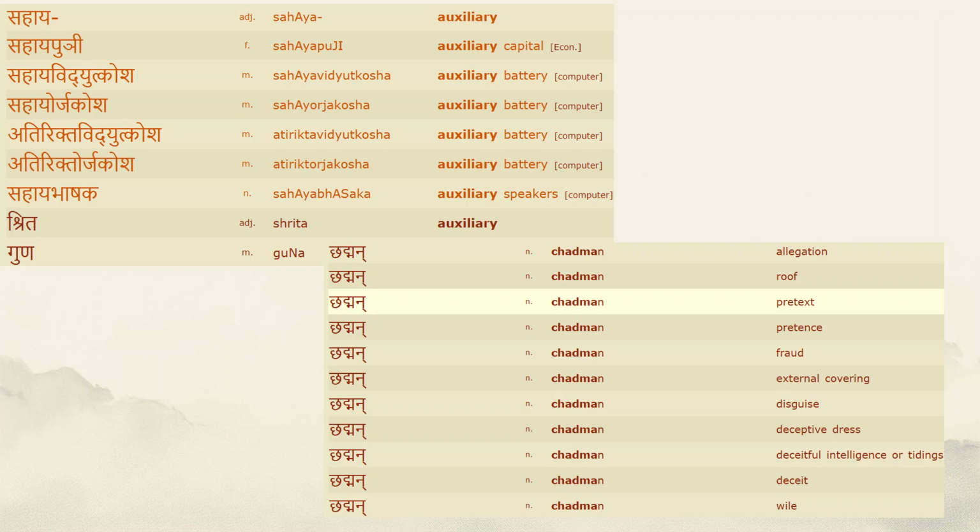So let's quickly read for the chadman. It's a beautiful word, very appropriate, an apt word for describing ad hoc hypothesis. Allegation, roof, pretext, pretense, fraud, external covering, disguise, deceptive, deceitful, deceit, wile. These are all good words. Some of them are not relevant, like a roof or, let's say, external covering, and definitely not the dress.